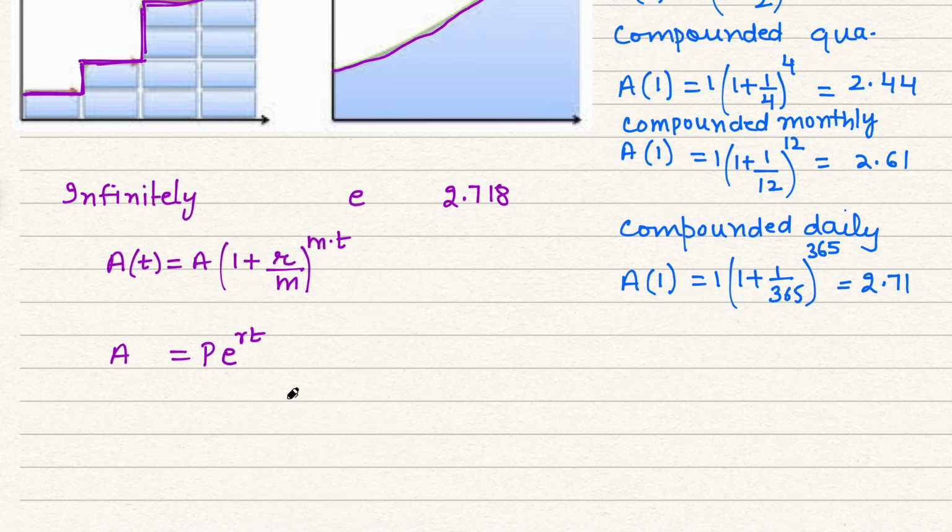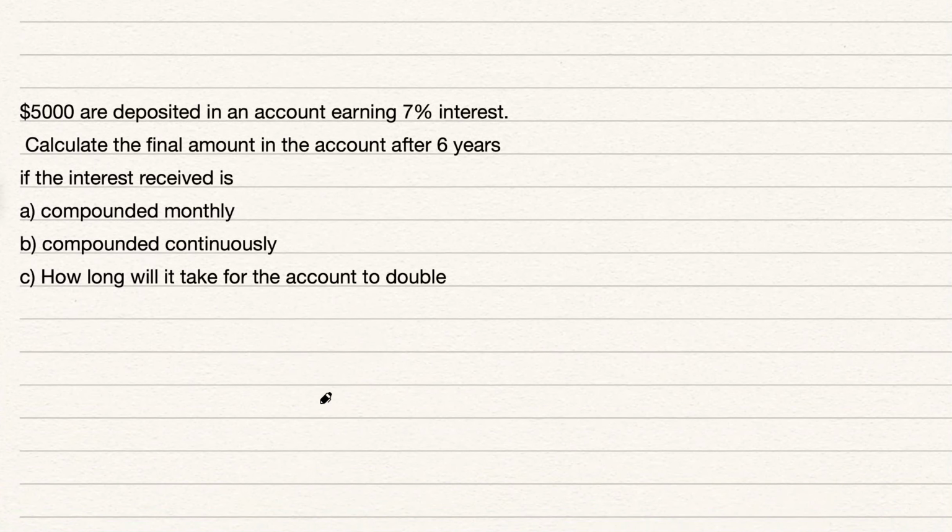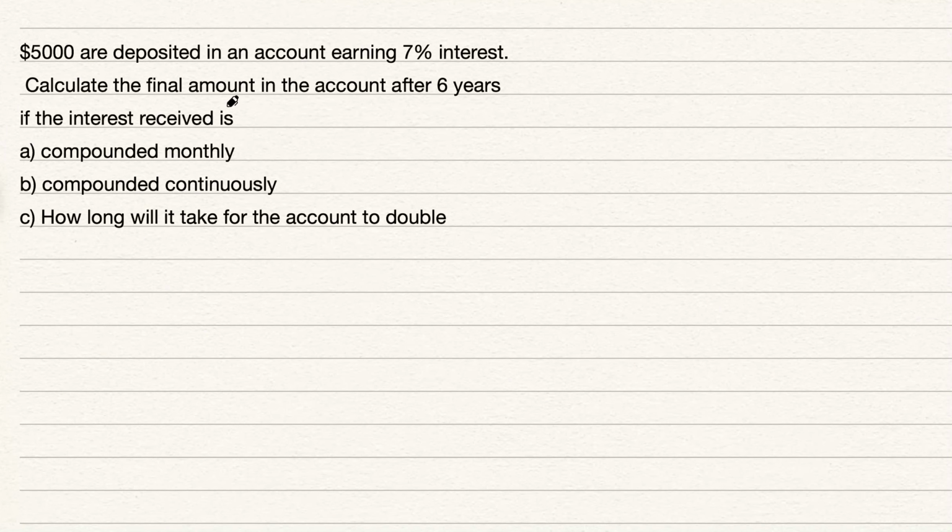Okay, when it says bacteria doubles or triples, then we say y is equal to ab to the power x. Y is actually the amount, right? ab to the power x. Now we will solve a question where we are going to use these formulas. $5,000 are deposited in an account earning 7% interest. Calculate the final amount in the account after 6 years.